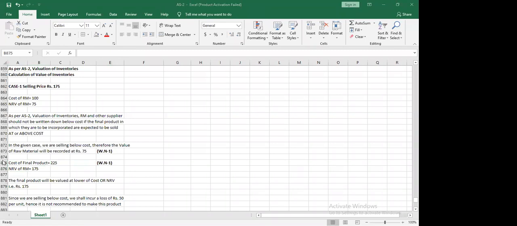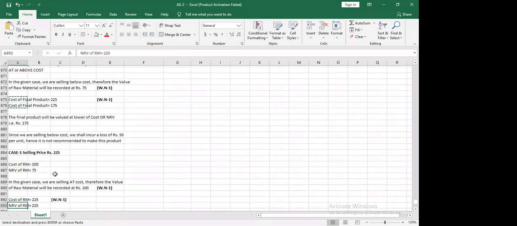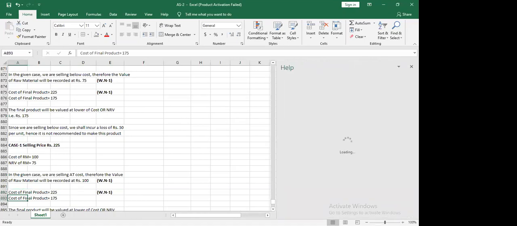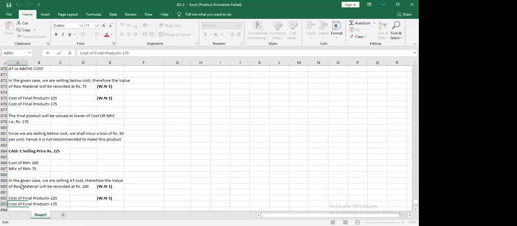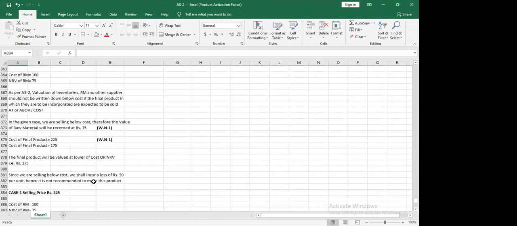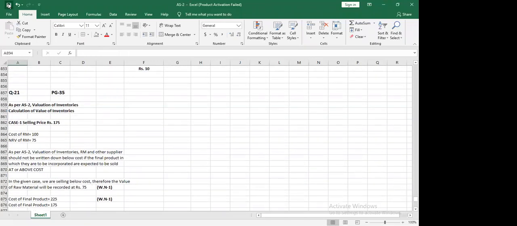Please make a small change. This is cost of final product, not raw material. Do make that small change.